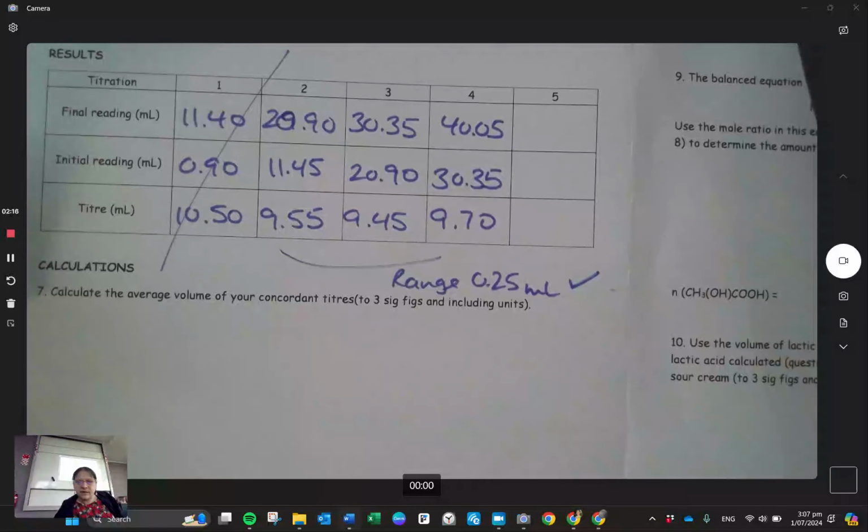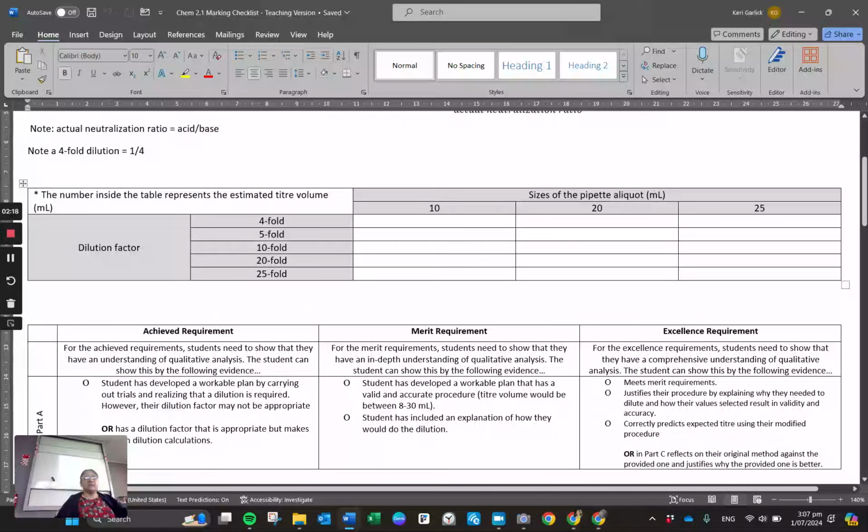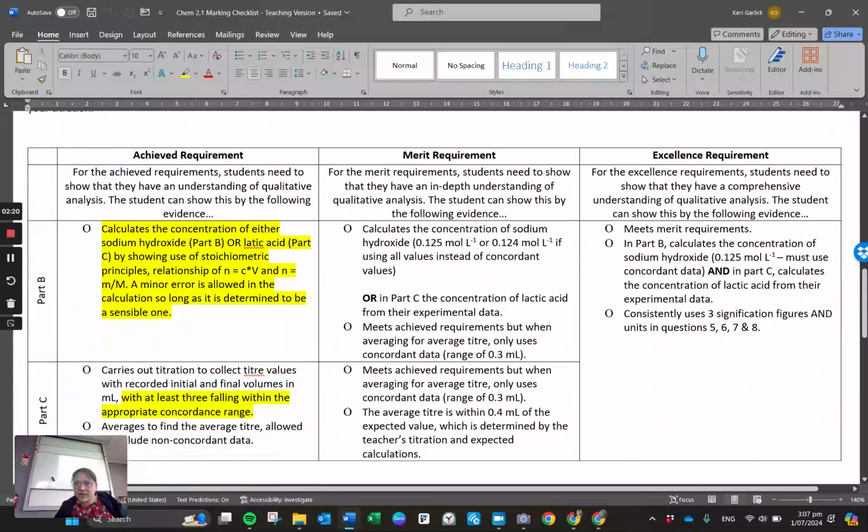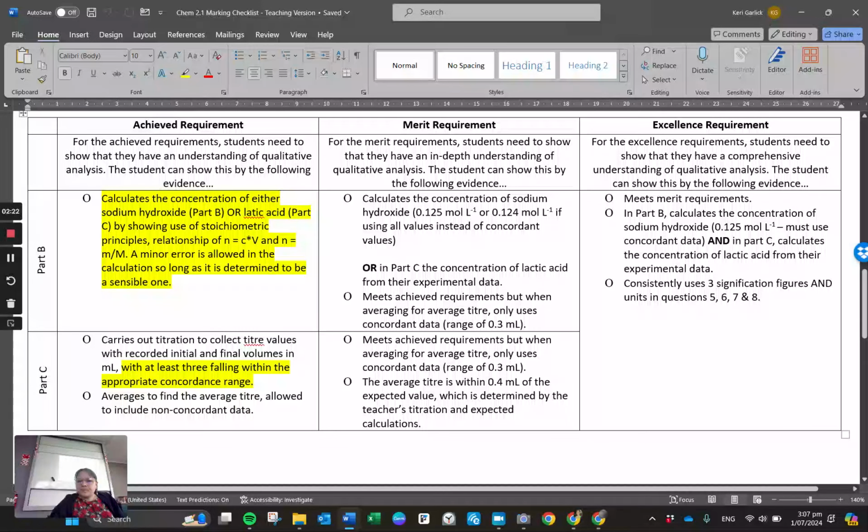Just as a reminder for the assessment criteria, let me show you where that is. So here, it comes up twice. It comes up in part B. So the data that I will give you, it's very likely I'm going to give you data that is not concordant to check that you know how to do that. Again, this is part C that we're working on right now. This is the data you are collecting. So you need to make sure that when you're collecting data, it's within 0.3. All right? Questions, concerns, comments?